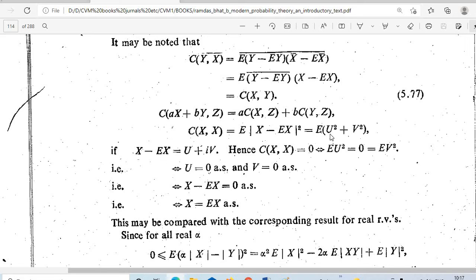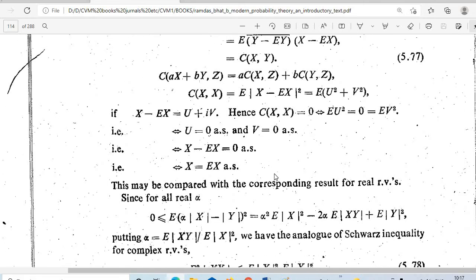Taking the square of the mod is also a square, so we write it as u square plus v square. So covariance x comma x will be 0 when both these terms are 0, that is, expectation of u square is 0 and expectation of v square is 0. Expectation of u square 0 means u equal to 0 almost surely, and expectation of v square 0 means v equal to 0 almost surely. That means x minus expectation of x equal to 0 almost surely, that is, x equal to expectation of x almost surely. So that is the result.